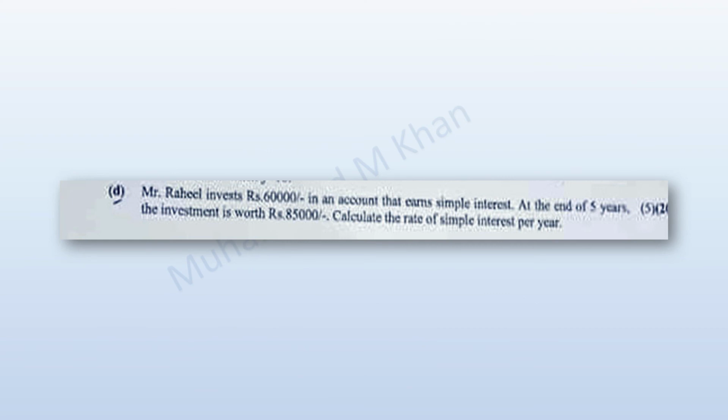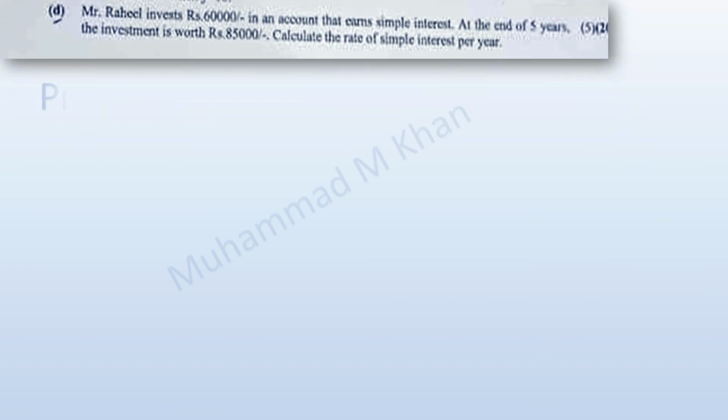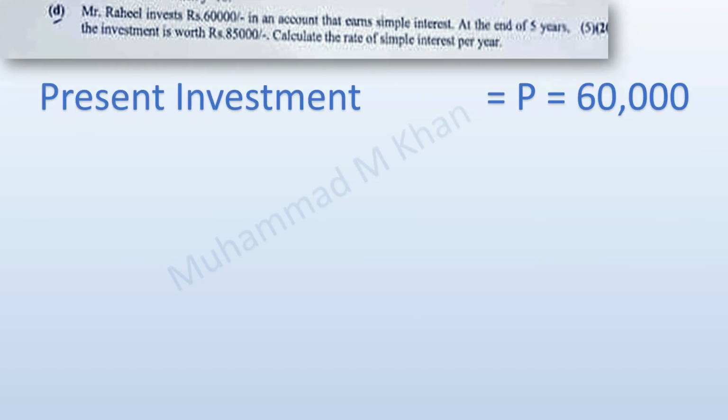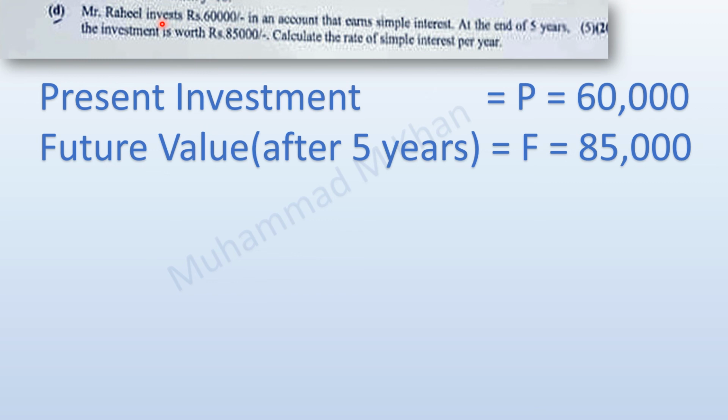So let me now move to part D of the question. The question states that Mr. Raheel invests 60,000 rupees. If I denote the amount of principal invested by P, then P is equal to 60,000. Further, the investment after 5 years was worth 85,000. It means that the future value after 5 years of this present investment had become 85,000 rupees.